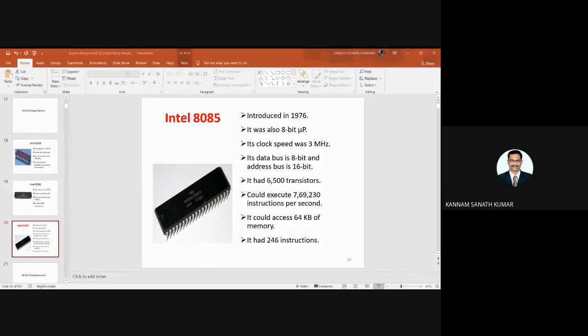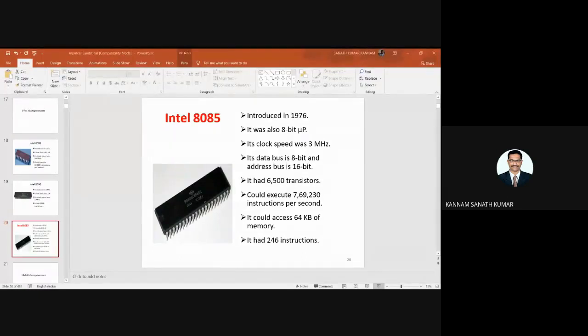Initially, before 8086, in the old syllabus, they used to learn this Intel 8085. This is an 8-bit microprocessor, and the clock speed is 3 megahertz, and it consists of a data bus and address bus. The data bus is 8-bit, and the address bus is 16-bit. In total it consists of 6,500 transistors. It can execute 7,69,230 instructions per second.